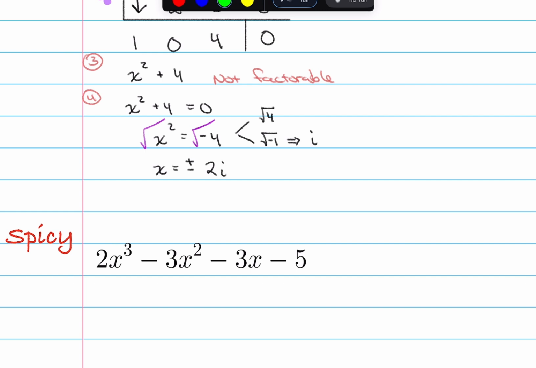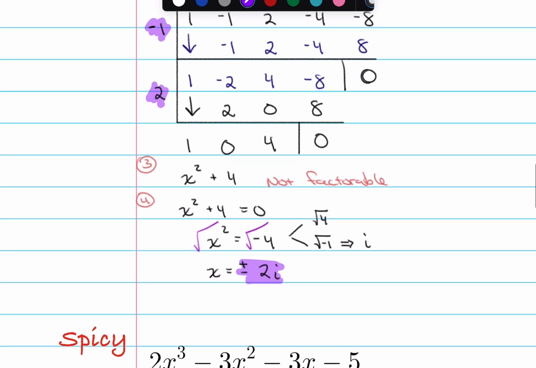And these are my 2 remaining zeros. Okay, so not all your zeros will be real numbers, and that's okay. All right, you just have to find all of them. So in this problem, for my zeros, I'm going to have negative 1, 2, a positive 2i, and a negative 2i. So there's all of my zeros. Okay, so even if we end up with imaginary numbers, that's okay. They're still zeros. They're still roots.